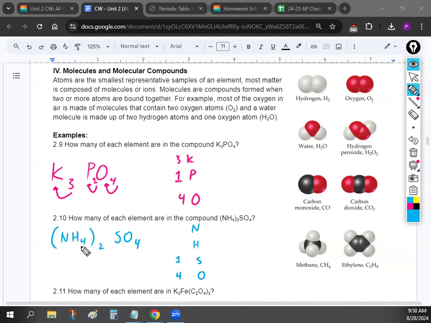Now, if you ever have parentheses, all you have to do is take the number on the outside of the parentheses and multiply it by the number on the inside. So if you take a look inside, there's 1 nitrogen, right? So how many nitrogens do we have in total? 2, yeah, because 1 times 2 is 2. And then hydrogen, there's 4 times 2, which gives you 8. There you go. That's how you count the elements for the parentheses. Just multiply the inside by the number on the outside.